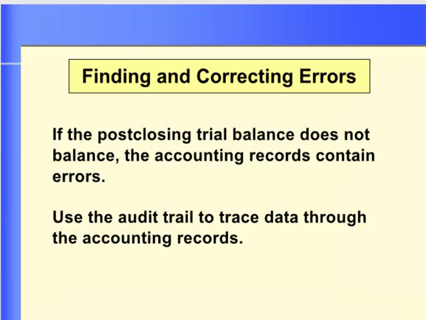We can use the audit trail to help us locate errors. Oftentimes this requires that we backtrack through the process to find where we may have added or subtracted incorrectly, posted incorrectly, or journalized incorrectly.